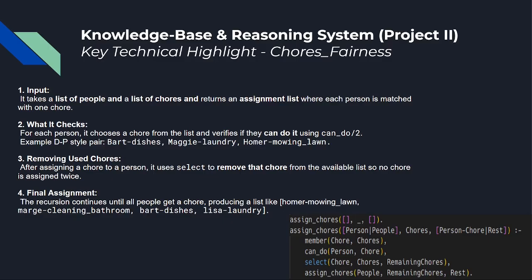Once it's done, it selects the next chore for the next available person, for example, Part can do dishes. So dishes get selected and then removed from the chores list. Finally, we have recursion continuing until all the people get their chore, and we produce a complete assignment list with no duplicates, which helps make sure it has chore fairness quality.